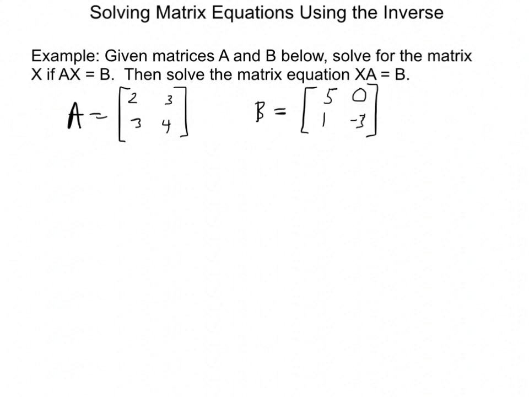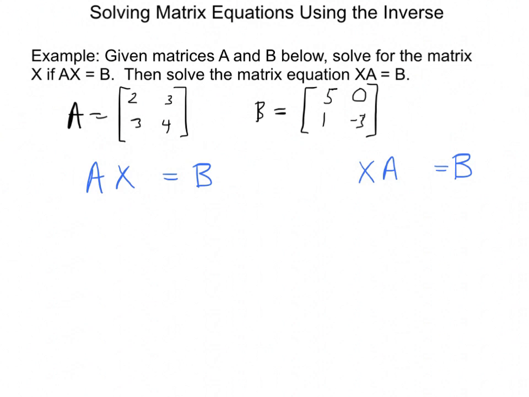So my example here says, given matrices A and B below, solve for the matrix X if AX equals B. Okay, and then go on and solve the equation XA equals B. Right? So in both cases, we want to solve for the matrix X, which is here. Right? The important question is how do we do that?